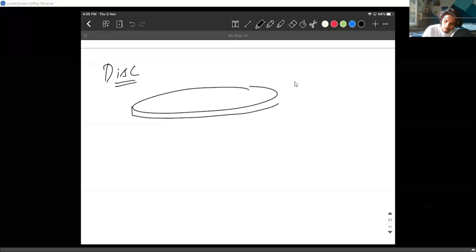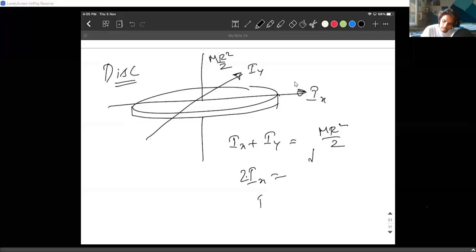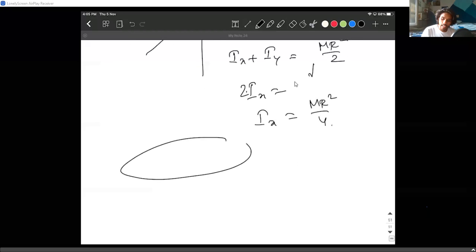Now the basic example only. Mr square by 2, Ix and Iy. So Ix plus Iy equals mr square by 2 this time. So 2Ix equals this value. So Ix simply becomes mr square by 4. The moment of inertia is mr square by 4 along the diameter for a disk.